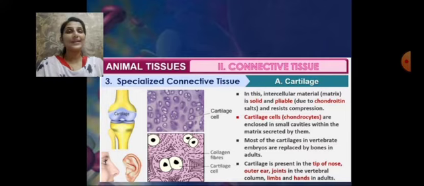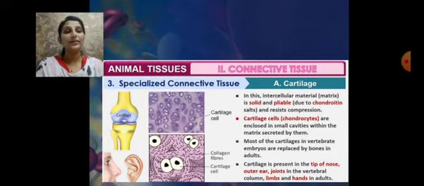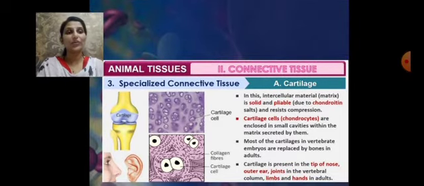And the cartilage cells are otherwise called chondrocytes. We can see the chondrocytes. These are the chondrocytes which are embedded in the matrix, the intercellular matrix, which is pliable. And these cartilage cells, or chondrocytes, are enclosed within a small cavity and embedded inside the matrix.